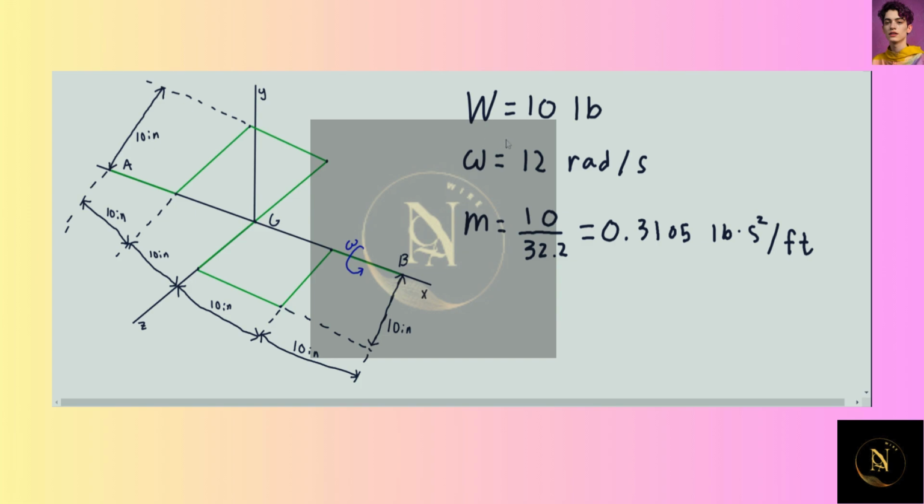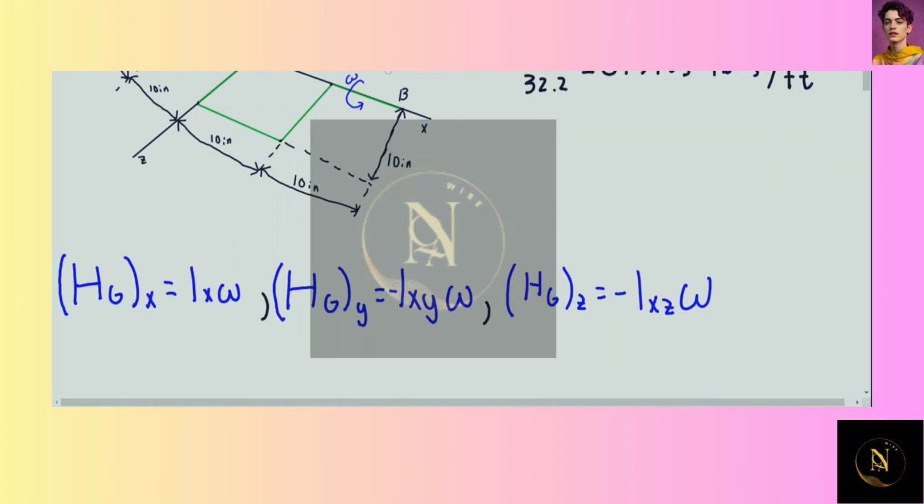We're given a weight of the system that's equal to 10 pounds, and we've converted it to mass by doing 10 divided by the acceleration due to gravity, and we'll get a mass that's equal to 0.3105. And these are the equations. To solve this problem, we're going to have to find the different components of the angular momentum, so we'll use these equations to help solve for that.